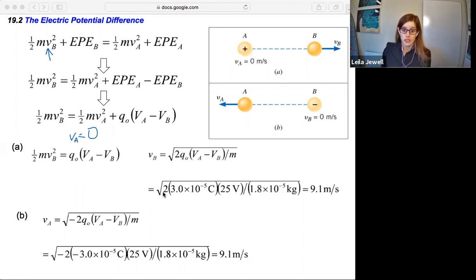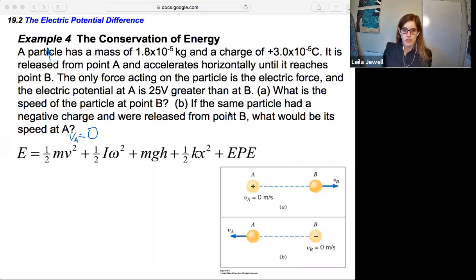So then if we plug in our numbers, we have 2 times the charge times the difference in electric potential divided by the mass. And if you calculate that, you should get 9.1 meters per second, which is pretty fast. What about the flip side of what we said we needed to solve for in part B? Well, in part B, we said, what if we have the same particle with a negative charge released from point B? What would then happen?